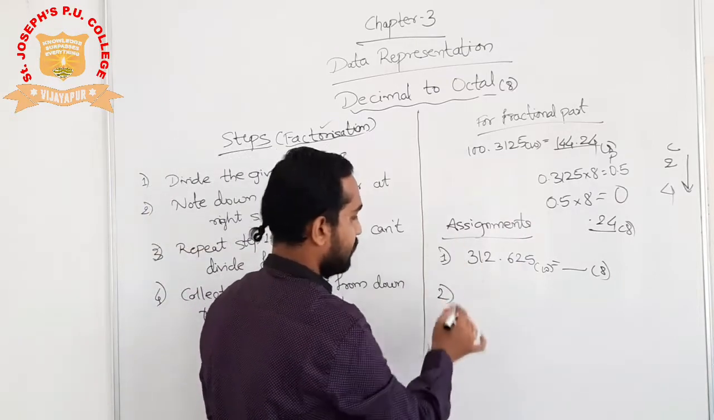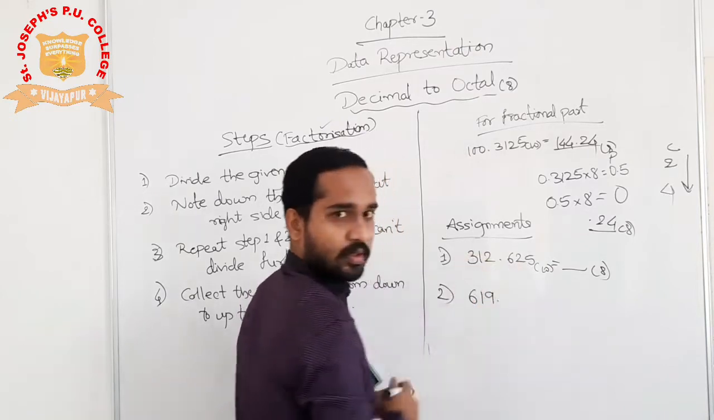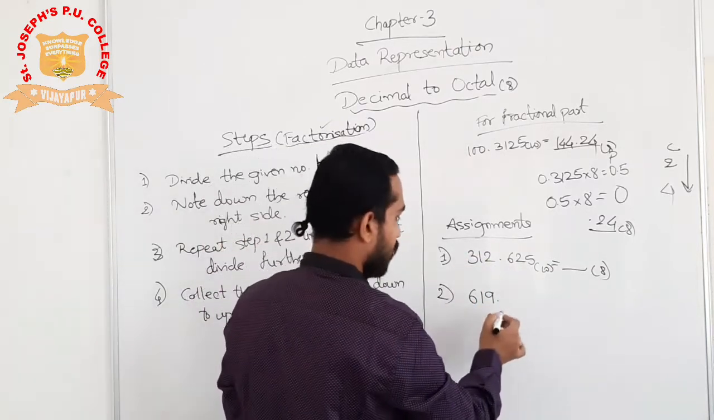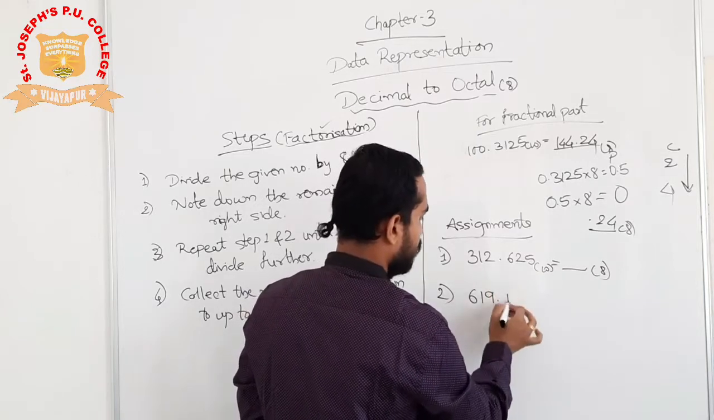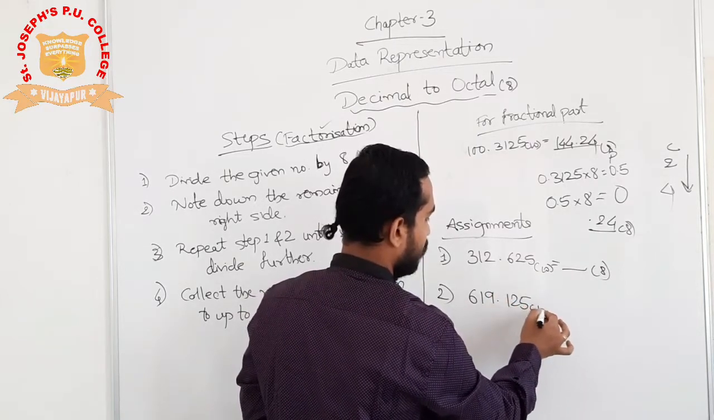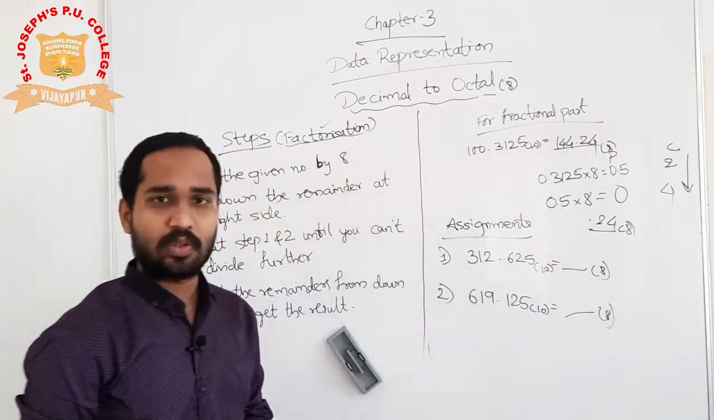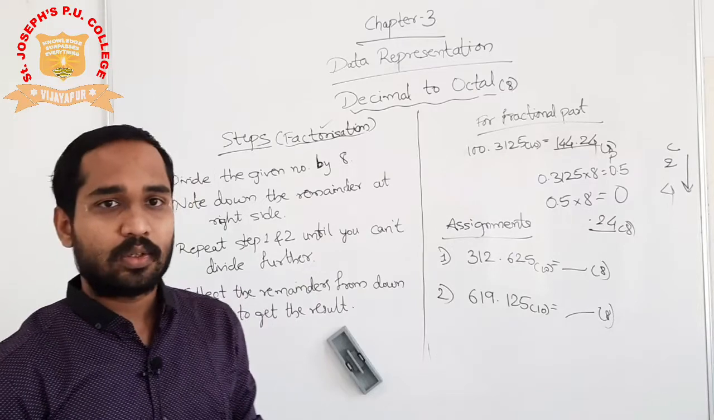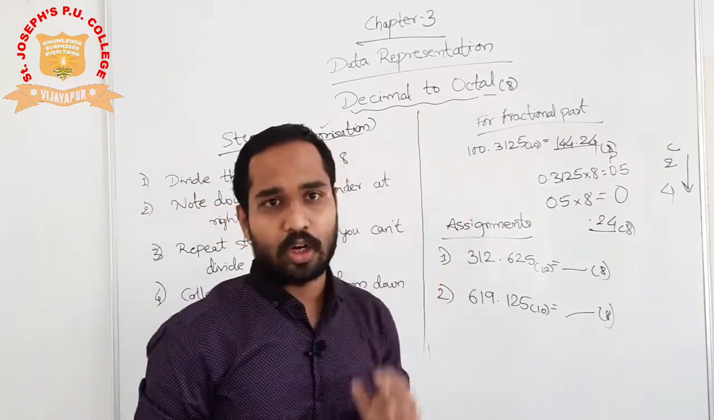Then another example, 619.125. Okay, 0.125. This is also a decimal number. You have to convert it into octal. Okay, so this is done for decimal to octal.